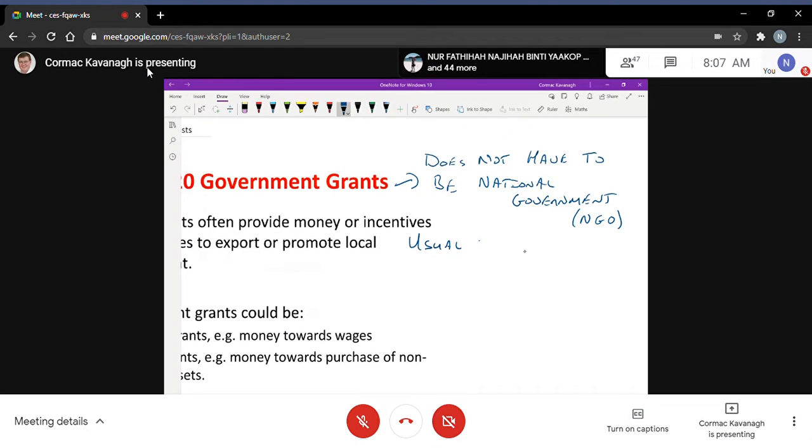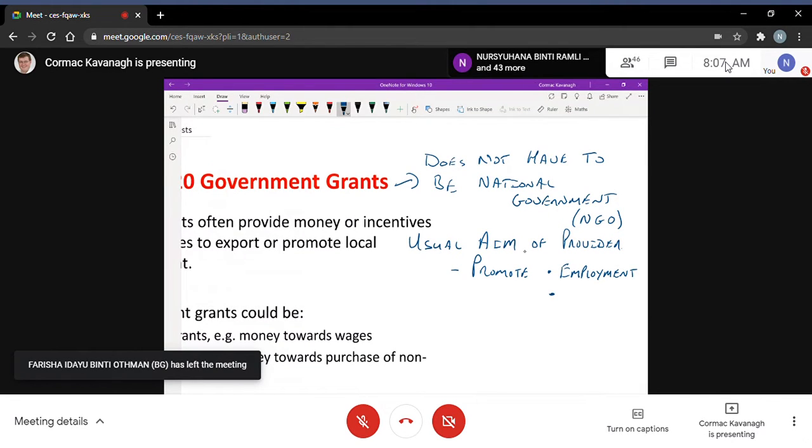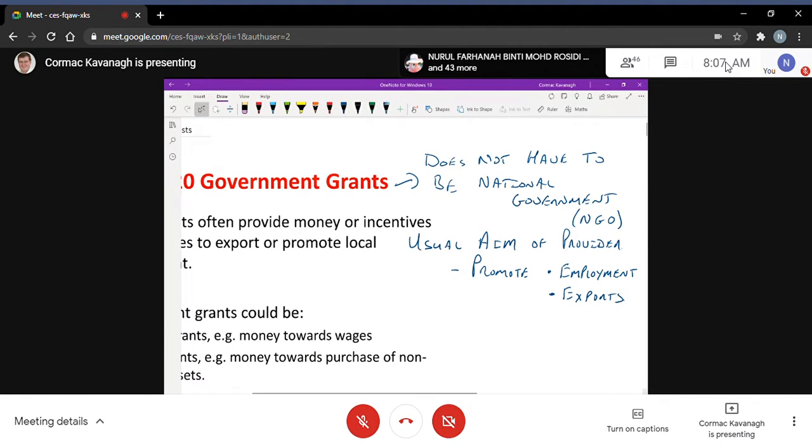For providing the money. They're not giving away money just because they don't like money anymore. So the usual aim for the provider, when it's government, is that the government usually have two broad objectives: promote employment and/or exports. Those are the usual objectives that government have in mind when they decide that they're going to give a grant to particular people.